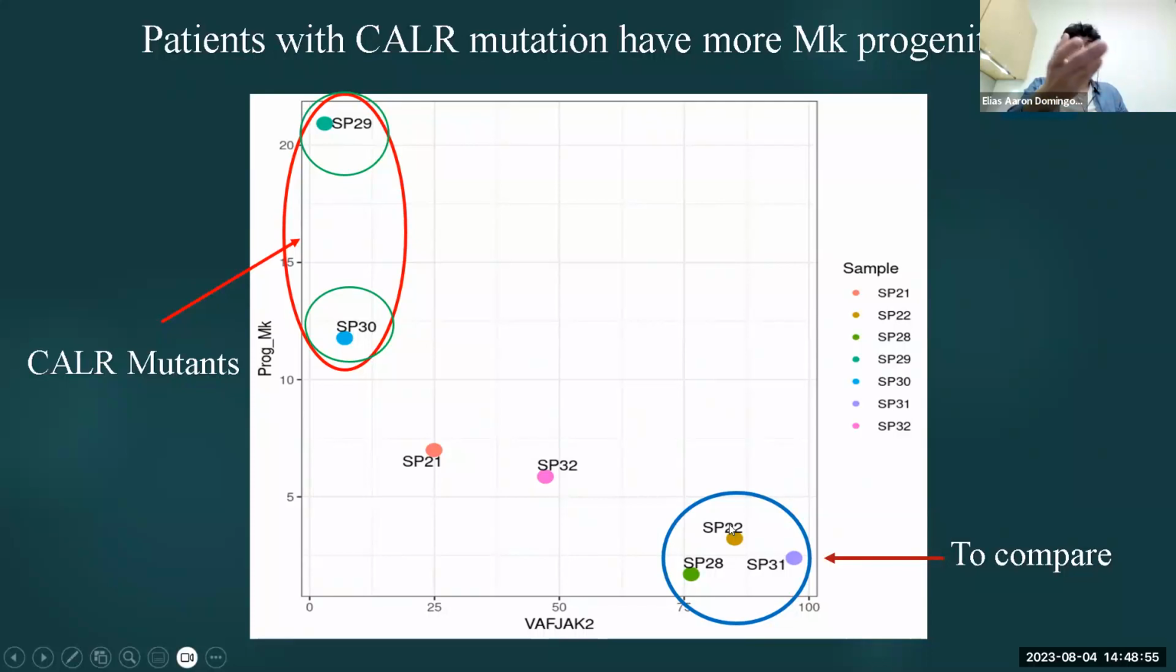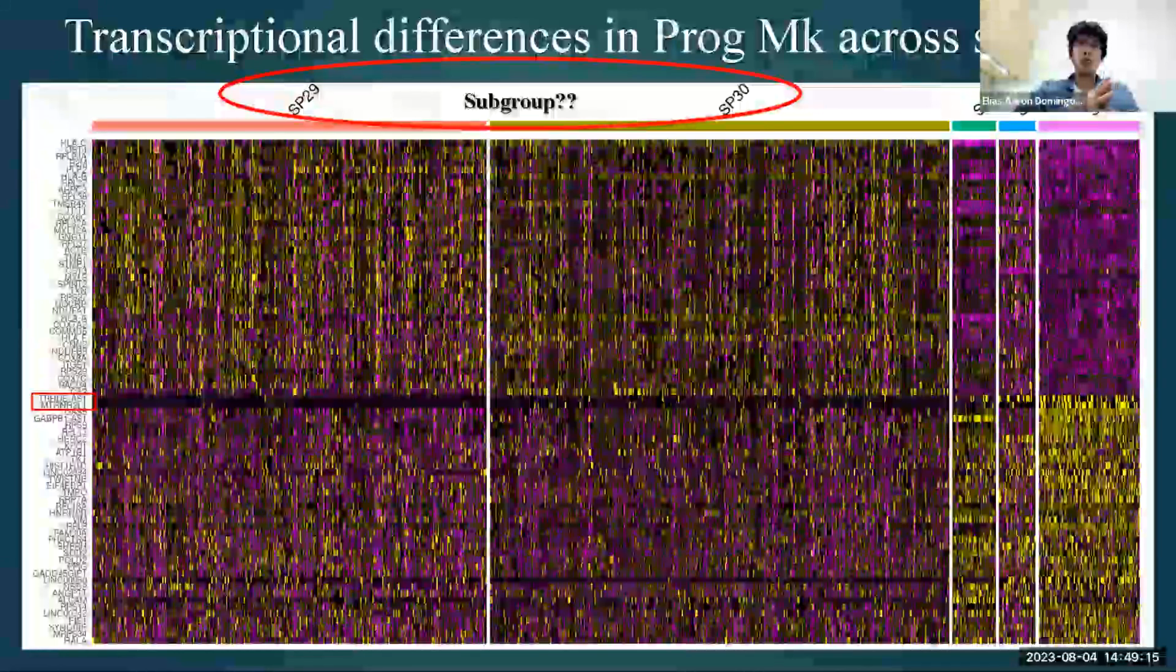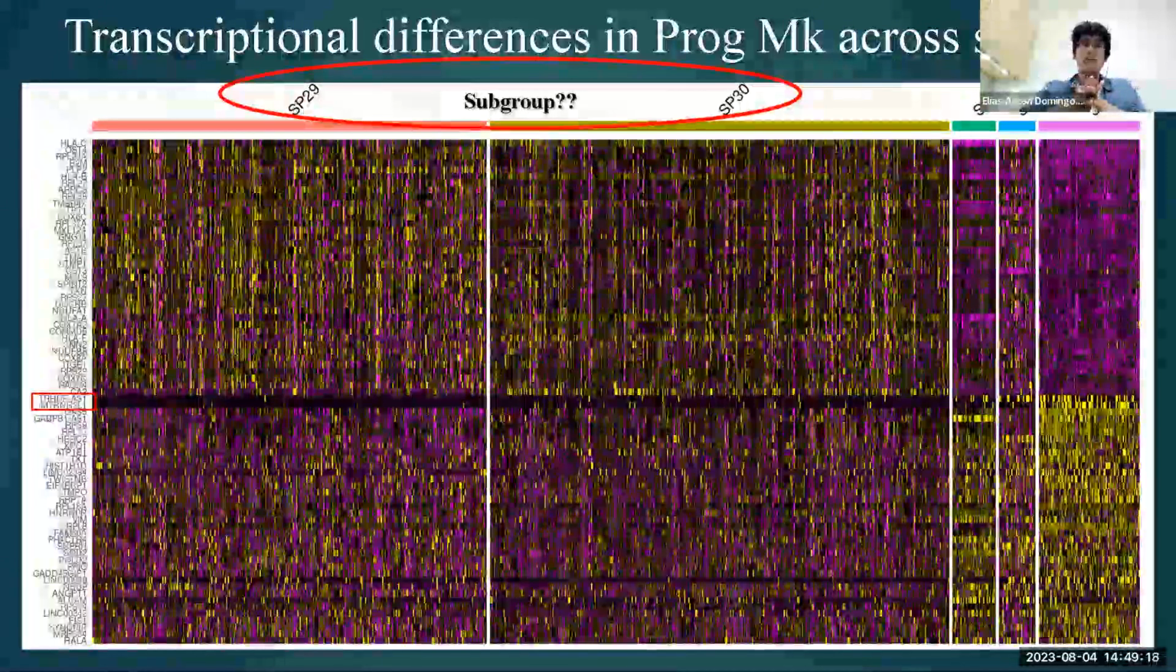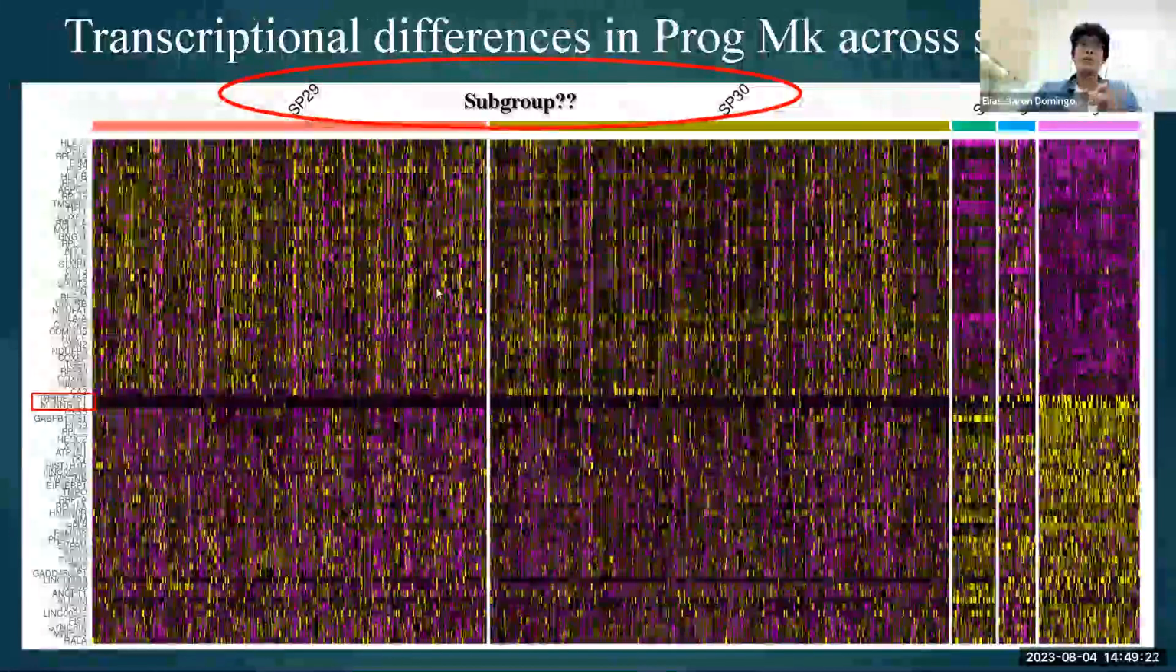Here we decided to do differential gene expression. We're going to compare each of the green circles to the samples in the blue circles, and then we're going to intersect them based off their upstream genes and their downstream genes. And we did that, and we obtained this beautiful heat map. We're hoping to identify subgroups, and so far we can see that sp29 and sp30 are very closely related.